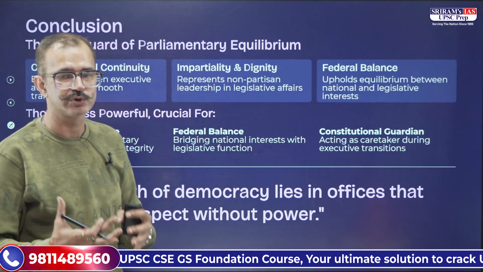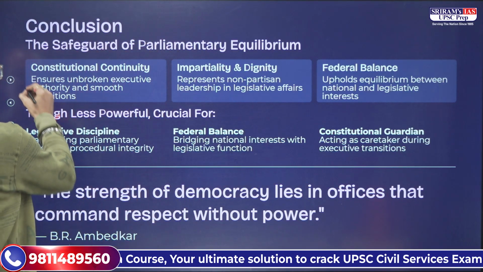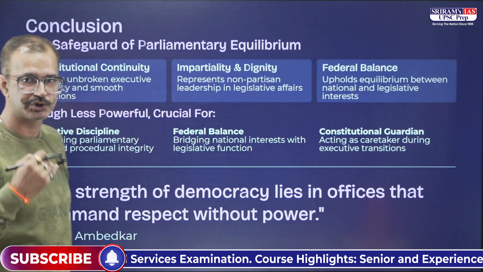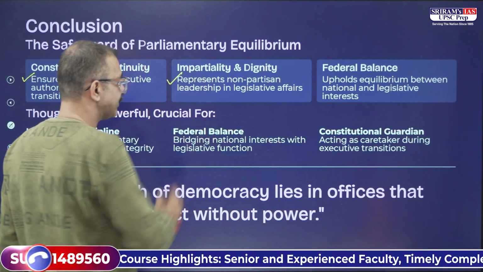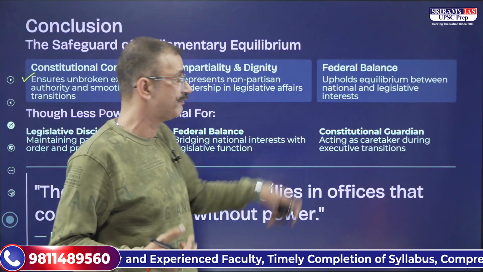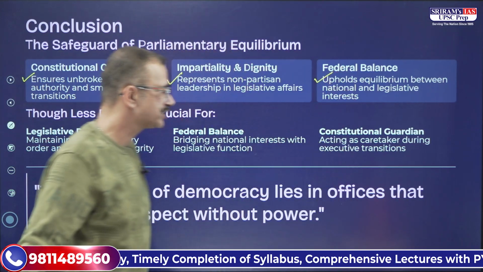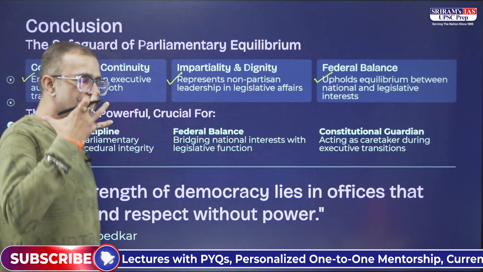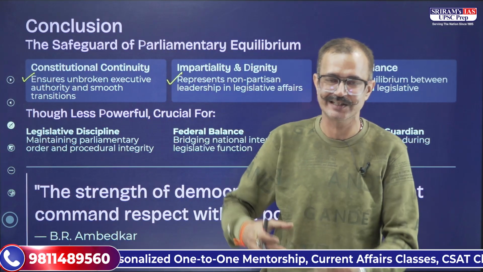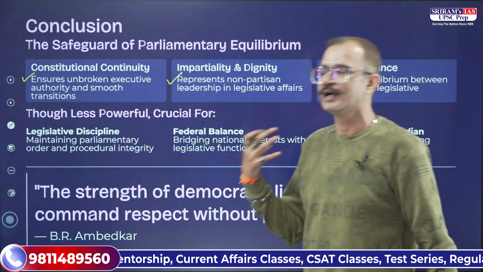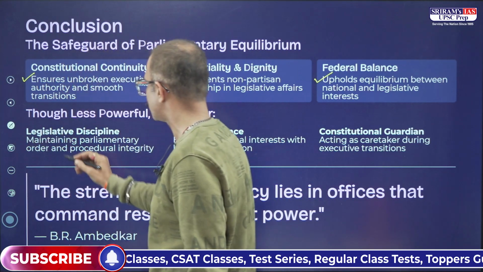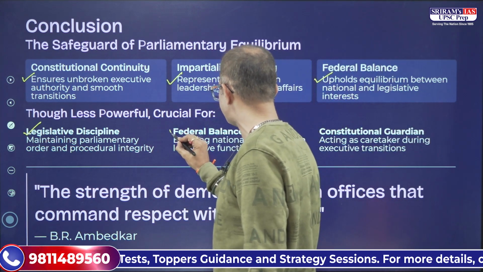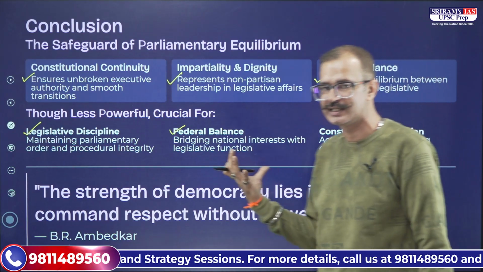Now, when it comes to the Vice President of India, he ensures unbroken executive authority and smooth transition when the position of President of India is vacant. Also, he represents non-partisan leadership in legislative affairs and upholds equilibrium between the national and legislative interest, and therefore maintains the federal balance. Though the position of the Vice President is less powerful, it is crucial for legislative discipline because he maintains the parliamentary order and procedural integrity in the Rajya Sabha. Also for the federal balance, where he bridges the national interest with the legislative functions.